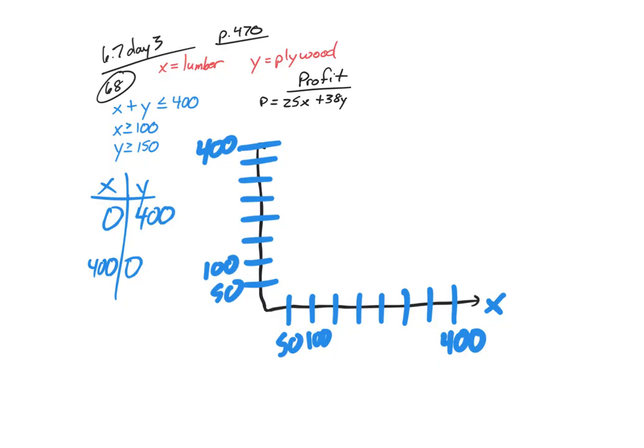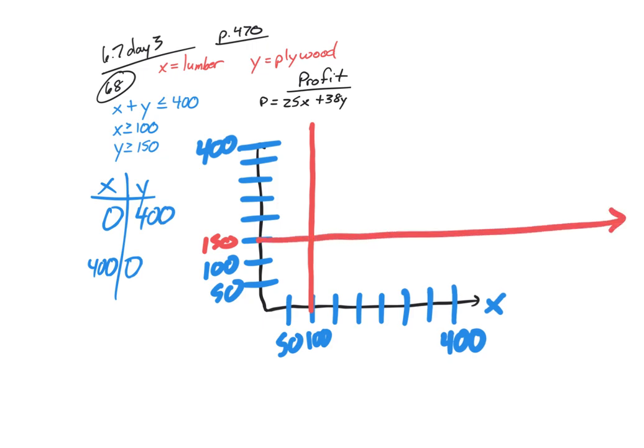Okay, x has to be greater than or equal to 100. So I'm going to do the vertical and horizontal lines first. Vertical line is going to go through the x-axis at 100 based on this inequality. Now remember, it's going to be shaded to the right because it has to be greater than or equal to that. So remember where that would be shaded at. Same thing for the y value. The y value is going to be a horizontal line through 150.